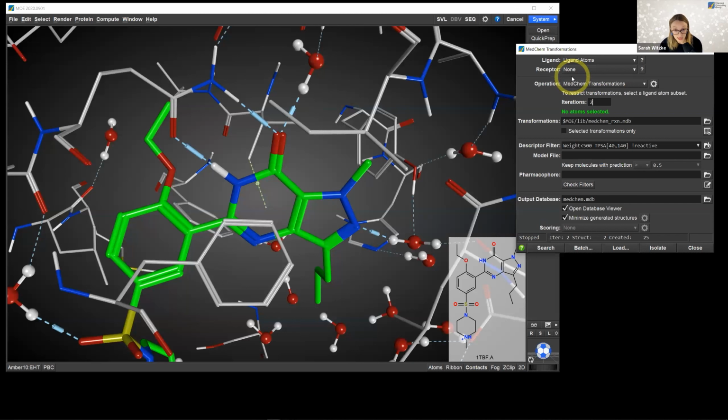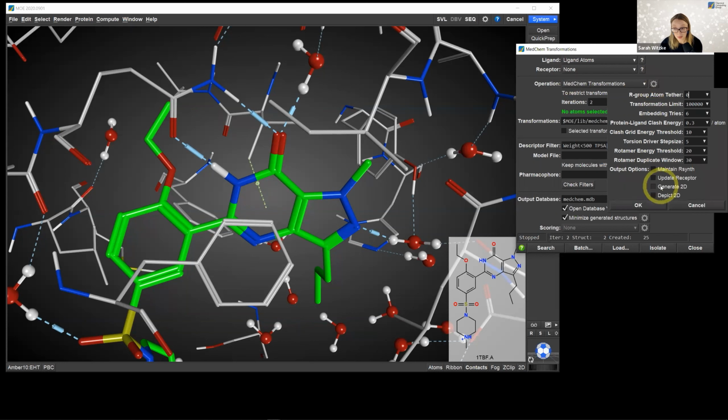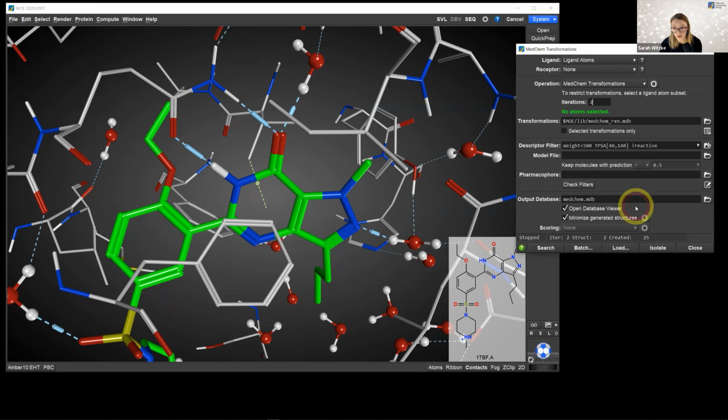Alternatively, if you actually just want 2D molecules out, we have the settings for the transformation. And in the pop-up here, you can see generate 2D. And generate 2D, if you toggle that on and click OK, will only generate you 2D molecules, which is, of course, a really fast calculation if you just want to get out all possible combinations that you can do.